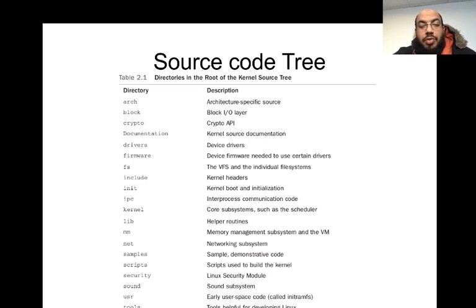There's the usr, which is the user space code. We've been talking about user space versus kernel space. So this is where your user space code would be. And then there's the tools subdirectory, and tools is basically a group of tools that are very helpful when you're developing or building the kernel.